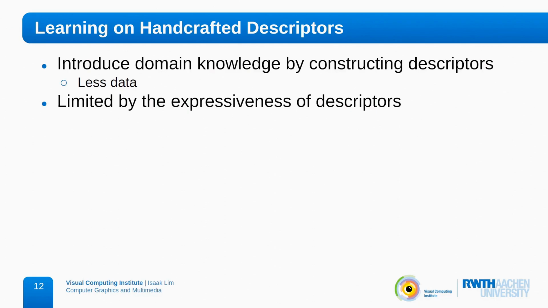And this is still of interest because while 3D data sets have been growing, they're still comparably small when compared to, for example, image data sets. The downside is, of course, that we are limited by the expressiveness of the descriptors. Meaning, if certain properties are key for a certain task and we are unable to describe them sufficiently with our descriptors, then our performance might suffer.